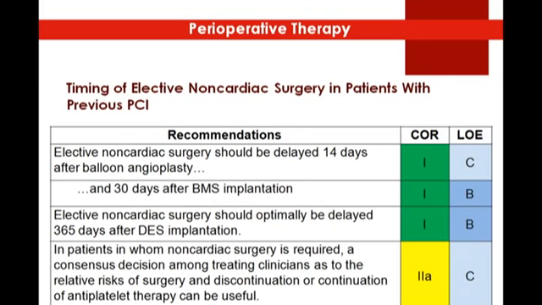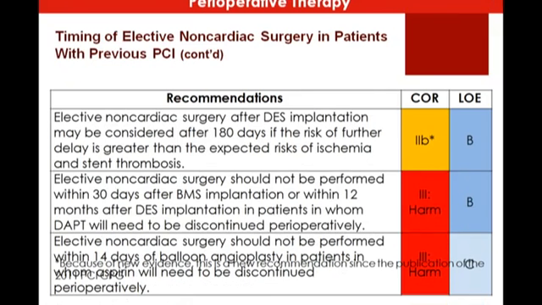So if the patient underwent only plain old balloon angioplasty without the utilization of stents, you have to wait at least 14 days prior to any non-cardiac surgeries. And for a patient who's going for non-cardiac surgery and had a bare metal stent, he has to wait a minimum of 30 days. And patients with drug-eluting stents have to wait at least 1 year. And this can be cut down up to 6 months in a selective population of patients who were waiting for the non-cardiac surgeries.